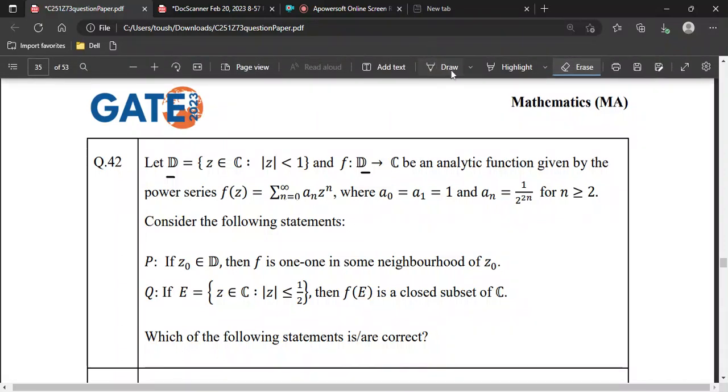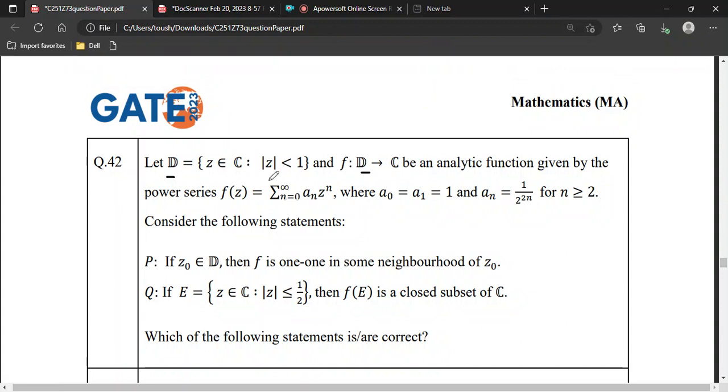This question is from GATE 2023 from the topic complex analysis. They have given D, an open unit disk, and they have said that f is an analytic function on D. Now they have given f(z) as the summation a_n z^n, and they give a0 and a1 as 1, and a_n is 1 by 2 to the power 2n for n greater than or equal to 2. Now they have given two statements, p and q.